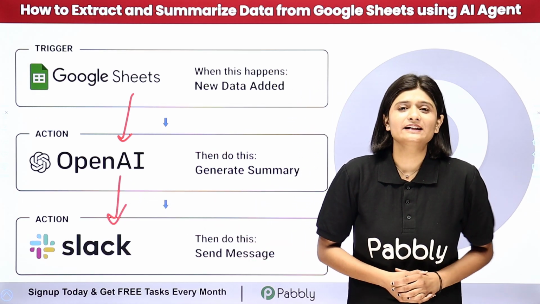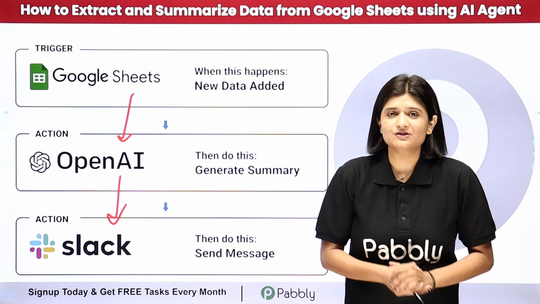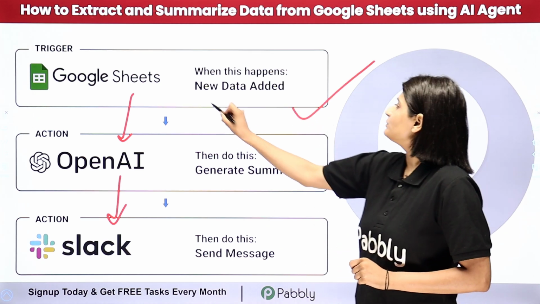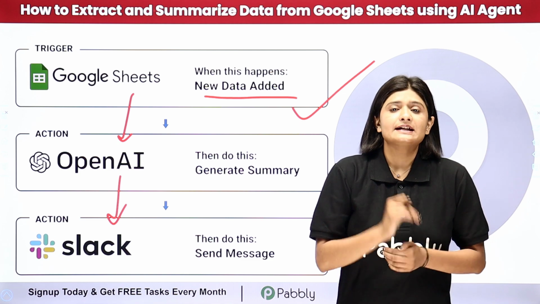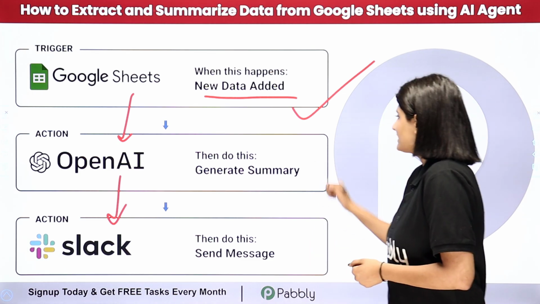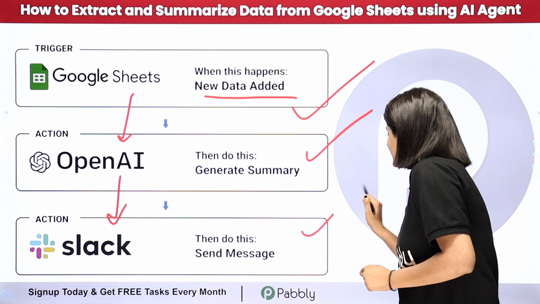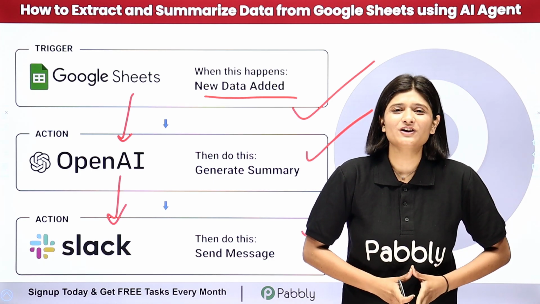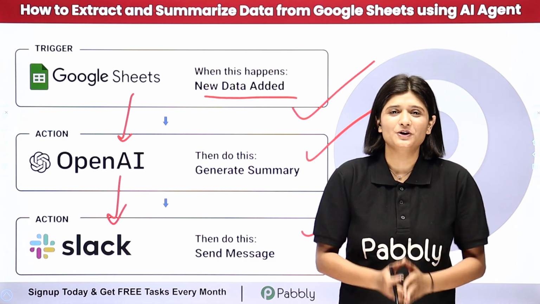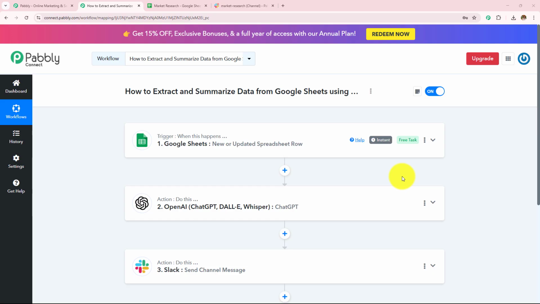With the help of Pabli Connect, I am going to build this connection in such a way that whenever I am going to add a new data in my Google Sheets spreadsheet, the summary will be automatically generated with the help of OpenAI, and then I am going to send this channel message to my team. Now if you want to learn this amazing automation step by step, then let me take you all to my screen. In this video, we are going to learn how to extract and summarize data from Google Sheets using AI agent. For this, I have created an automation workflow with the help of Pabli Connect, and now we are going to check this automation workflow once.